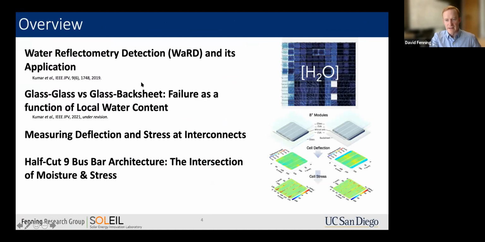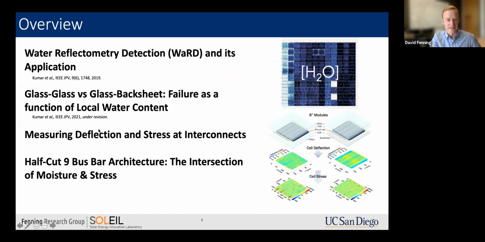So first, I'd like to take the opportunity presenting today to talk about our development of water reflectometry detection and its application in silicon PV. And then I'll highlight how we've studied glass-glass versus glass-backsheet modules, looking at water as one of the key reactants, or a possible reactant, in determining failure.